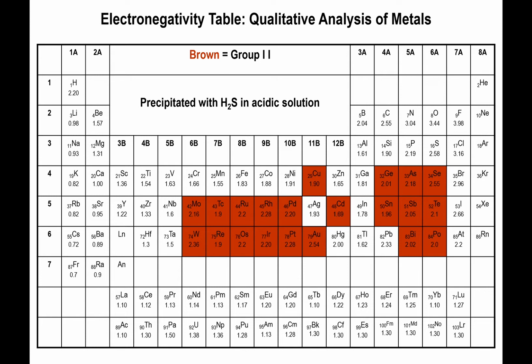And typically what used to be done in the laboratories was that you would add H2S solutions to these elements to precipitate them out. But you would do it such that the pH was low. So this would be an acidic solution of H2S.